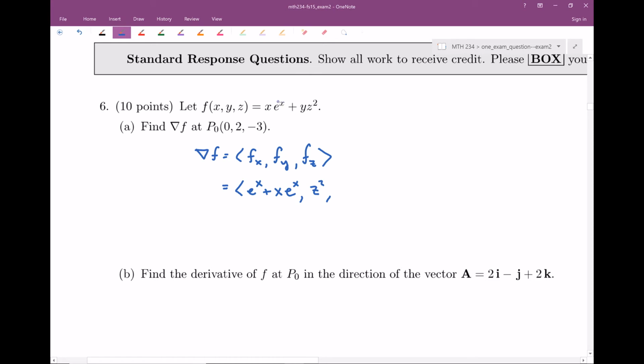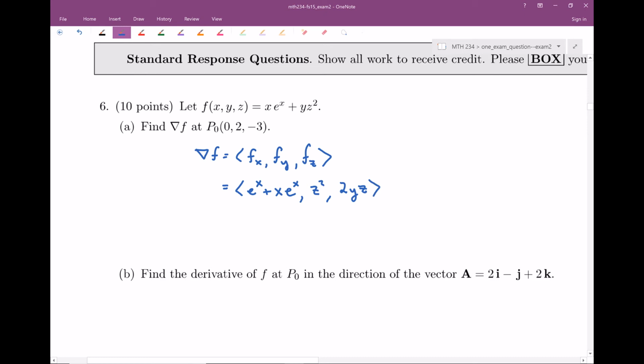Again, this bit only has x's in it. And then you take the derivative with respect to y. Remember, z is constant, so we just get whatever that constant is. And then finally, if I take the derivative with respect to z, I believe I should get 2yz. So again, x and y are constant. They're along for the ride. So when I take the derivative of z squared, that's where the 2 comes down there.